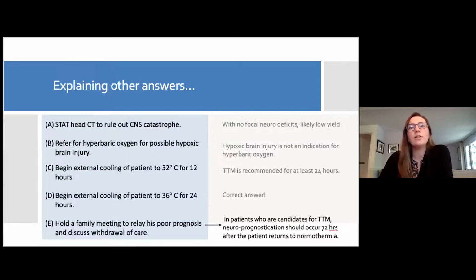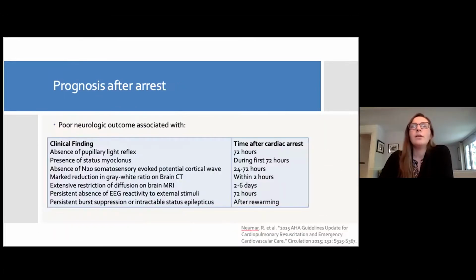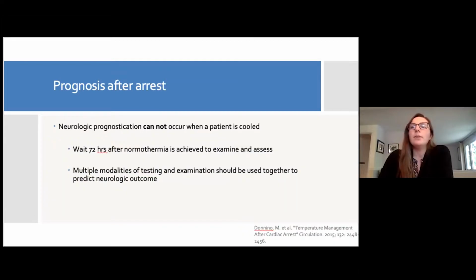This is correct. And finally, in patients who are candidates for targeted temperature management, the recommendation is that neuroprognostication occurs 72 hours after the patient returns to normothermia. Thinking about prognosis after an arrest, there's a lot of different markers that we have for poor neurologic outcome, and we can look at these at different time points after an arrest. But the AHA recommendation is to wait 72 hours after normothermia is achieved to examine and assess patients.